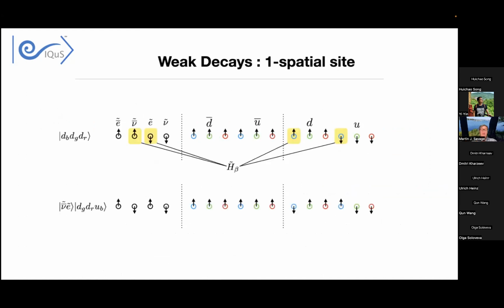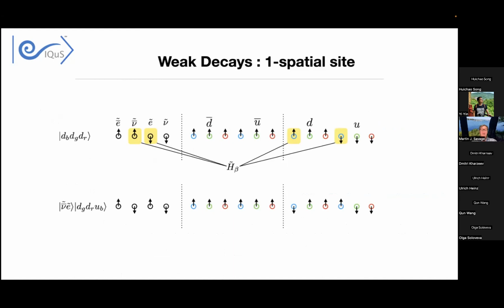So the weak Hamiltonian, for instance, the beta decay, will connect a down quark to an up quark, producing, in this new mapping, if you like, an electron and an antineutrino. And I've used a tilde here because we've done a diagonalization to include the kinetic energy.